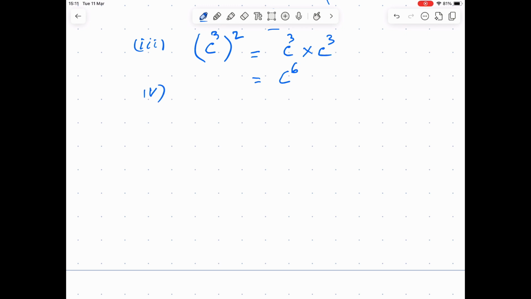And the next one is 3b squared times 2b squared. So that will be 3 times 2 is 6. B squared times B squared is b to the power 4. So 6b to the power 4.